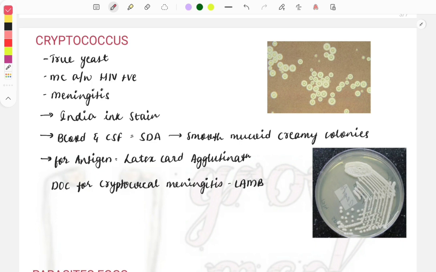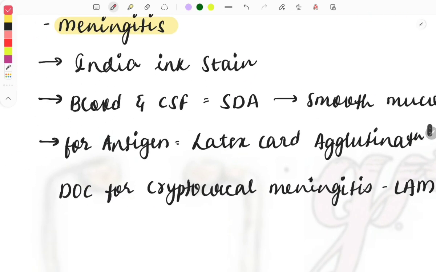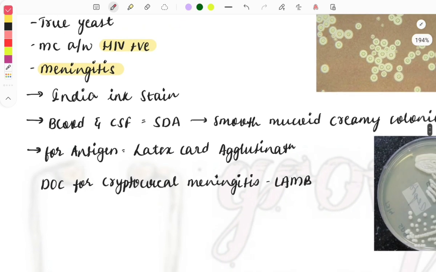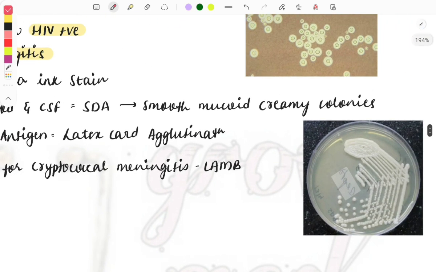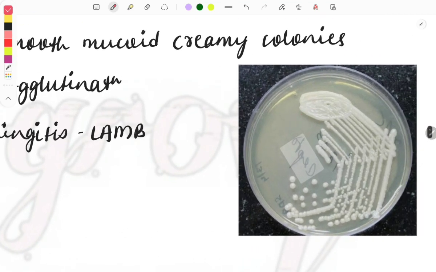Most commonly associated with the HIV positive. So we have discussed HIV positive, then it causes meningitis. India ink staining is used and it shows this appearance on the India ink because it is a capsulated organism. Then blood and CSF on the Sabouraud dextrose agar, it will be giving a smooth mucoid creamy colony like this one. So you can appreciate that there are creamy colonies seen.